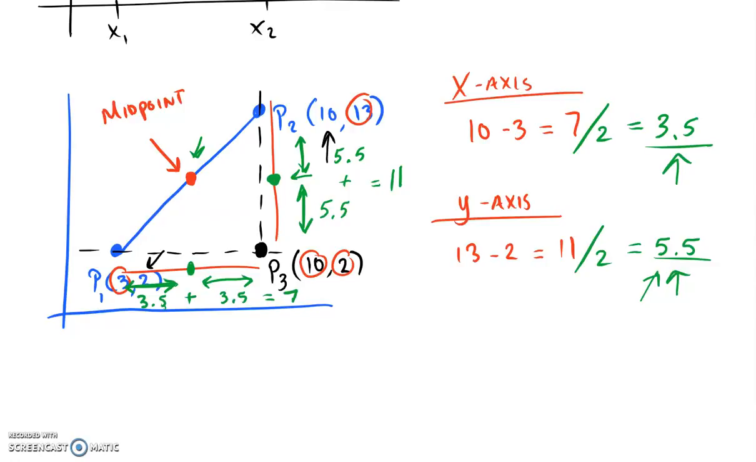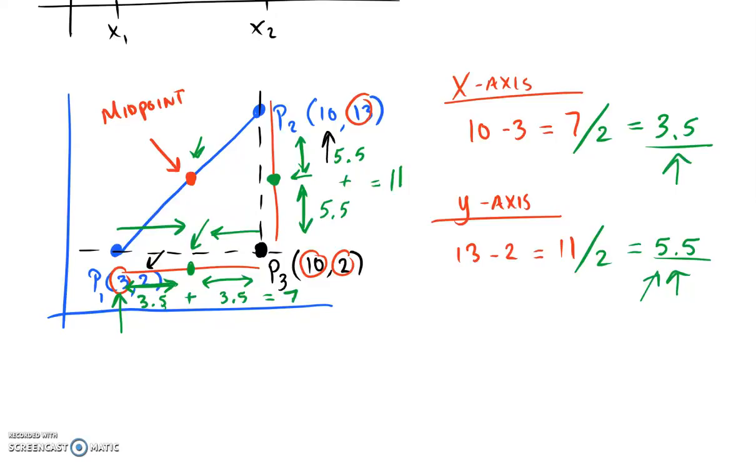So let's say we want to find the value of the x-axis line first, that midpoint x-axis line. If you're coming from P1 up to that point, you want to add 3.5 to this 3. Now, if you're coming from the P3 value down to this point, you want to subtract 3.5 from 10. Now, your result from that calculation will give you your actual x coordinate and your y coordinate.